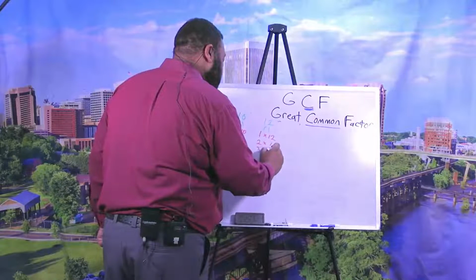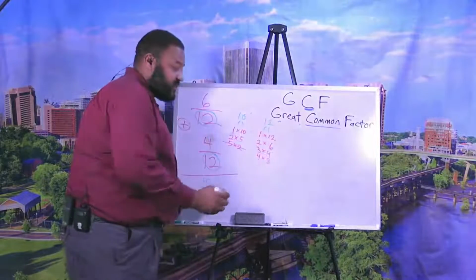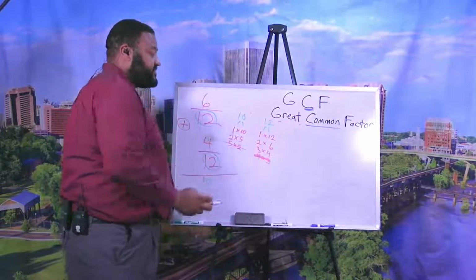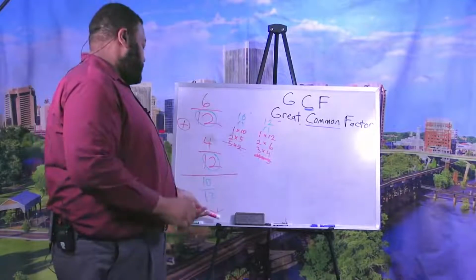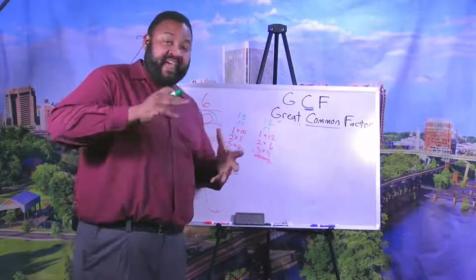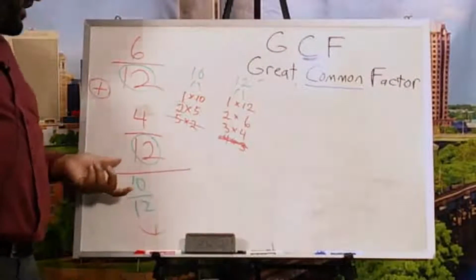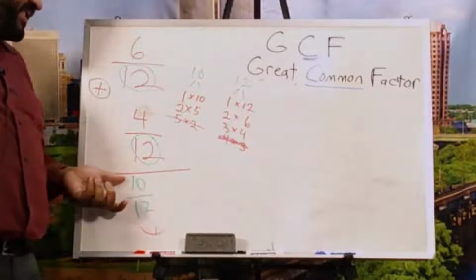3 times 4. And yes, 4 times 3. Yep, that's another turnaround. So I can cross that out right there. Now, I'm going to make me a graphic organizer by way of the big F. And this is greatest common factor. Okay, because once again, our fraction turned out to be 10/12.